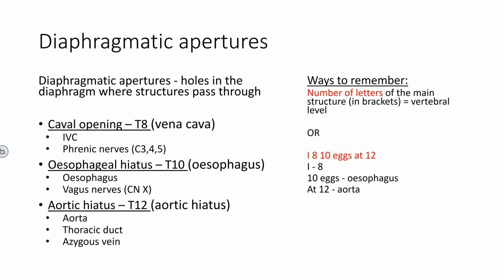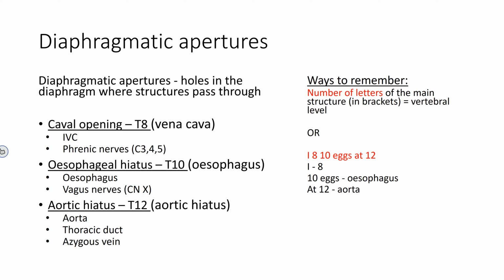So there's two different ways to remember what passes through which opening. One way is the number of letters. The caval opening: there's 8 letters in vena cava, which is the main thing that goes through that opening. There's 10 letters in esophagus for the esophageal hiatus, so that is at the level T10. And the aortic hiatus has 12 letters, so that's at the level T12.